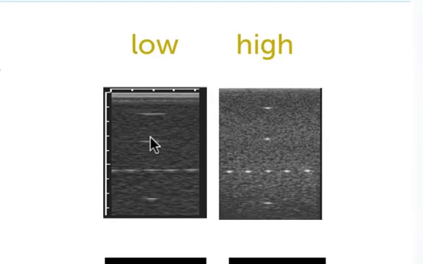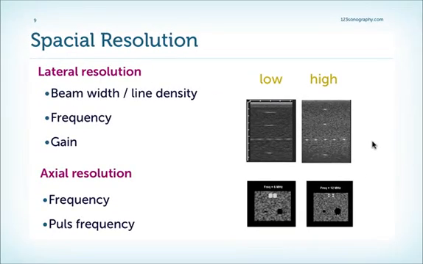On the left-hand side, a transducer with a low lateral resolution, and here with a high lateral resolution. Look at these points here. These imaging points are much more blurred in this situation, and it's even impossible to distinguish that there are actually more than one image points. So this is lateral resolution. But what determines lateral resolution? Well, basically it's the beam width and the line density. We'll talk about that later. The imaging frequency and also the gain settings.